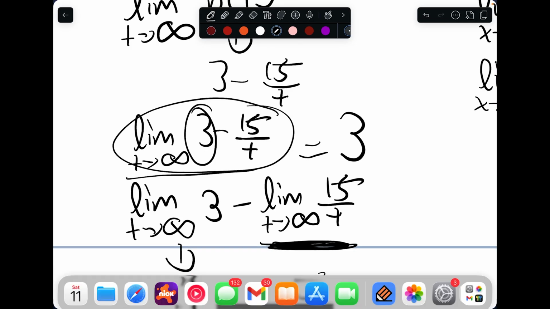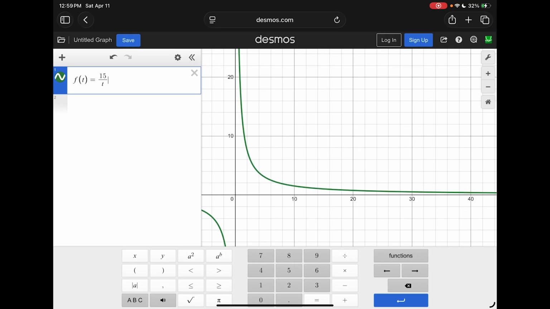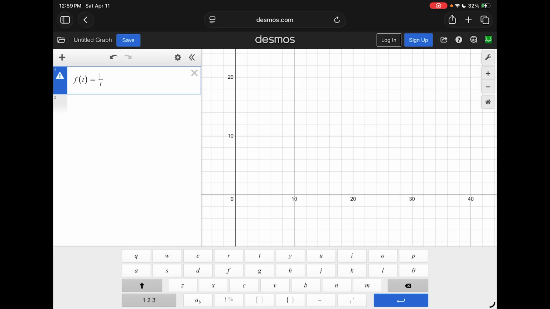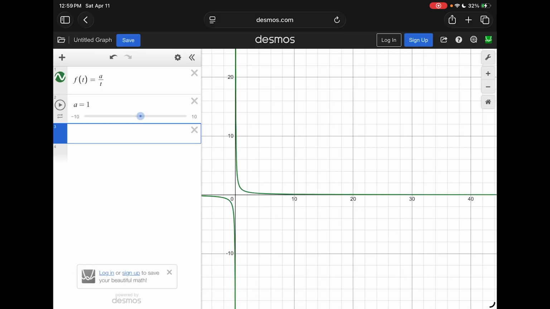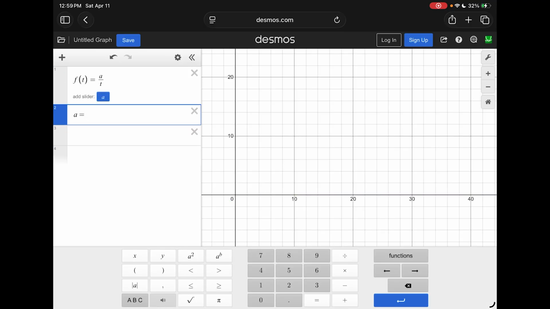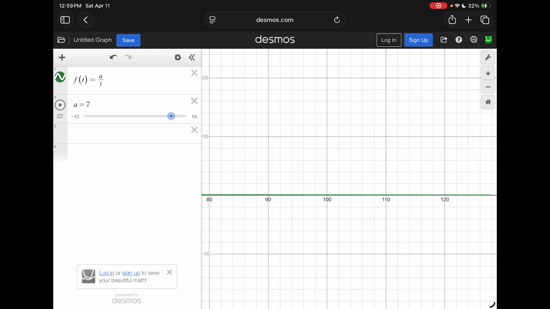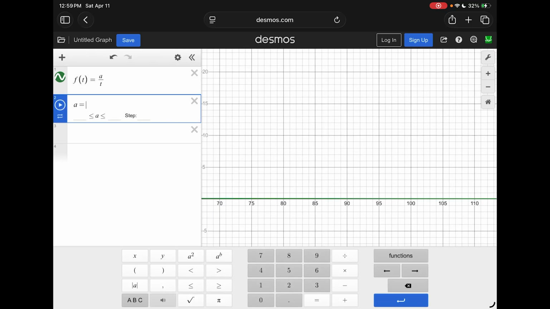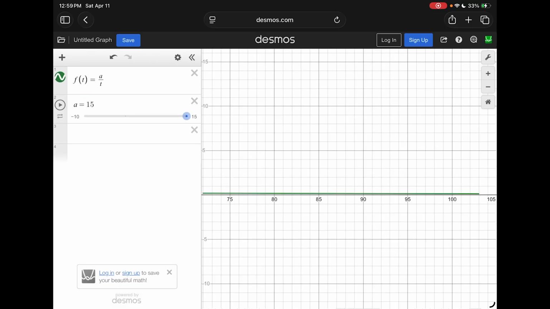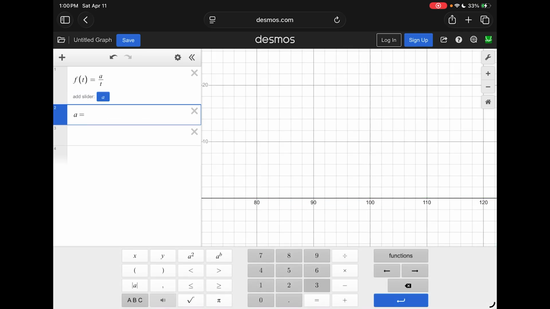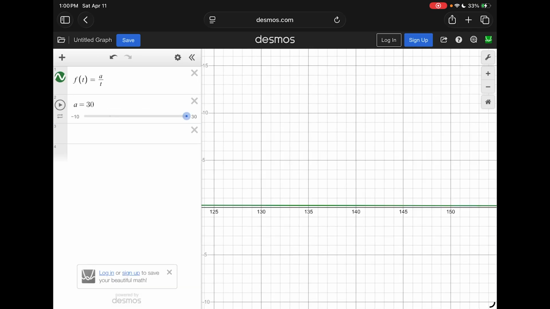I want to show you guys something. Let's just go outside of our example and use this for any number. I'm going to say that number is going to be a. Let's add that. I want to make it 7. Notice how our function has the same behavior. It approaches 0. A is equal to 15. Like our previous example, it approaches 0. 30. It goes to 0.